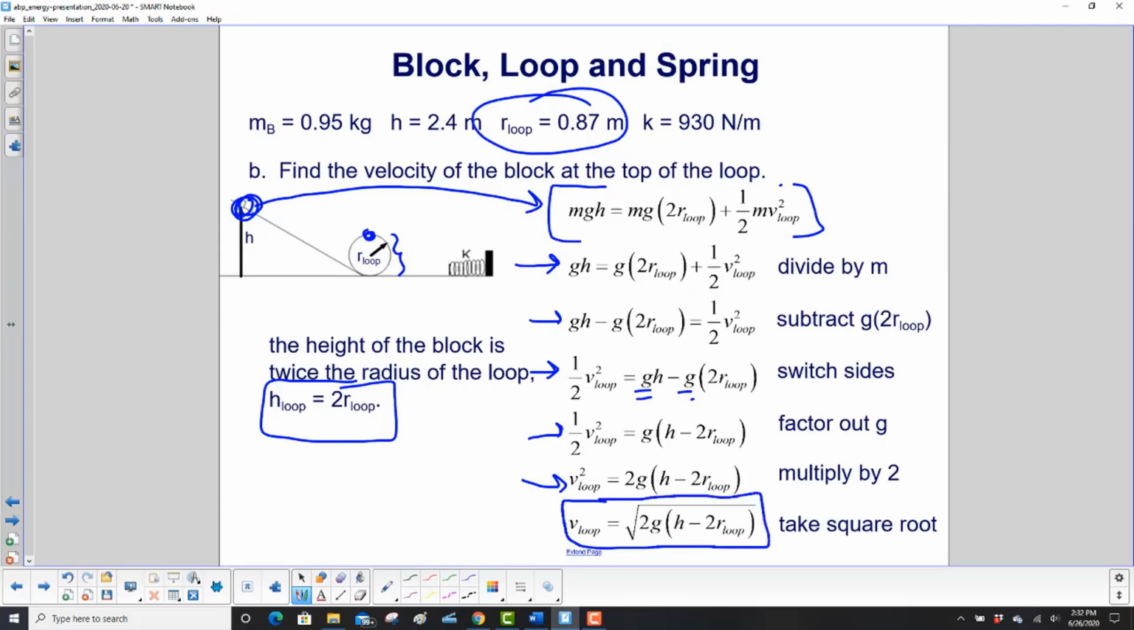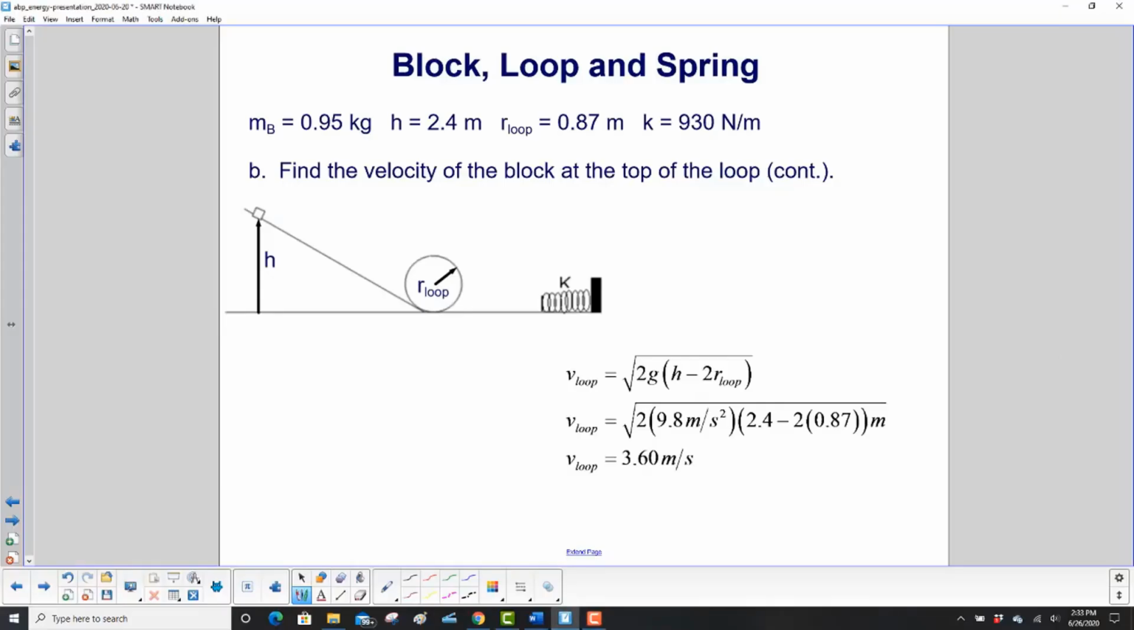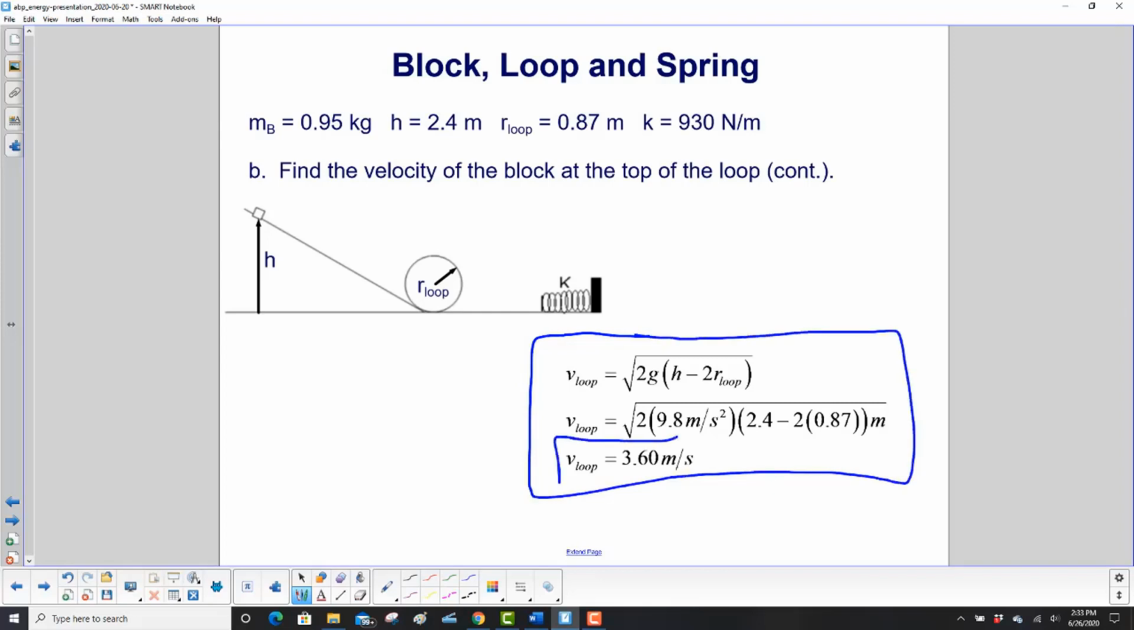And again, in words, what this value is, it's the square root of 2 times g times the difference in height between the initial position and the position at the top of the loop. We ran out of room on the last slide, so we'll repeat the equation here, substitute in our numbers, and get 3.60 meters per second. That's the speed right there.